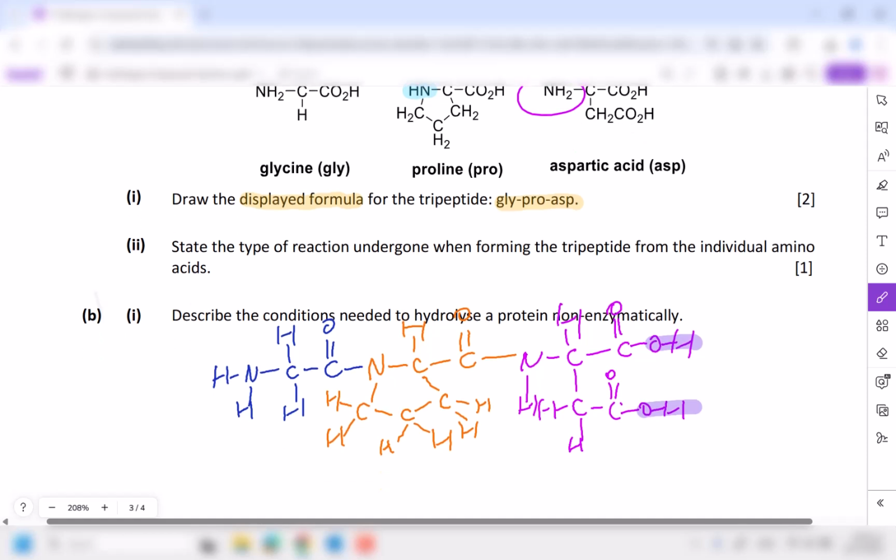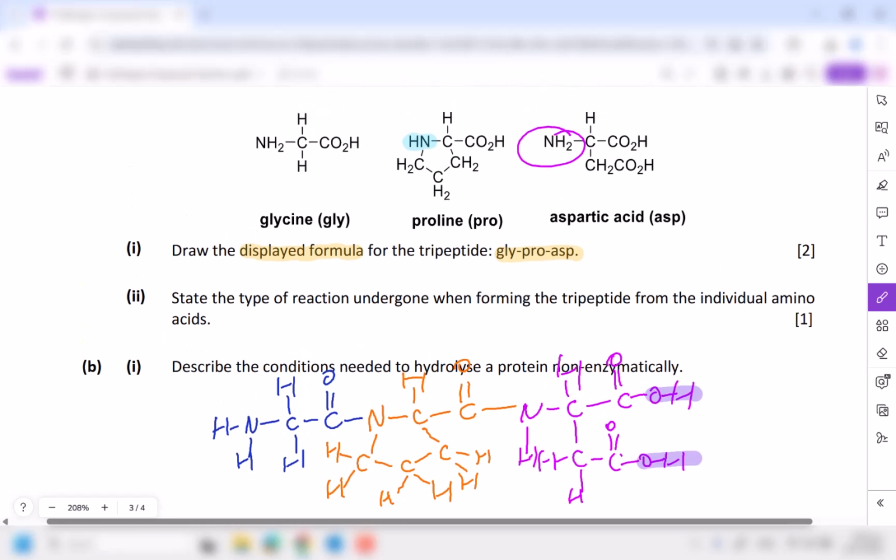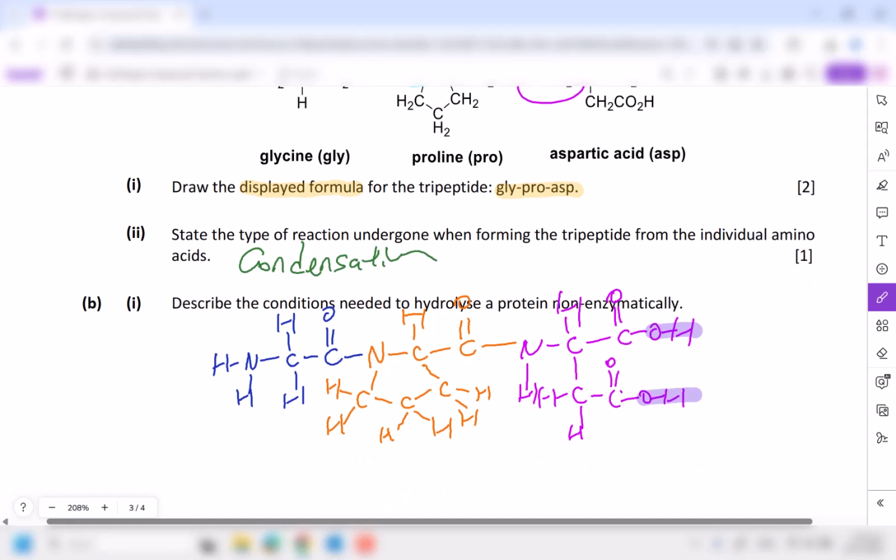Okay, states the type of reaction undergone when forming the tripeptides. Okay, so again, we're expecting a reaction between carboxylic acid and NH2, definitely enzyme catalyzed. So this would be condensation because it leads to the production of a small molecule, in this case water. So condensation.